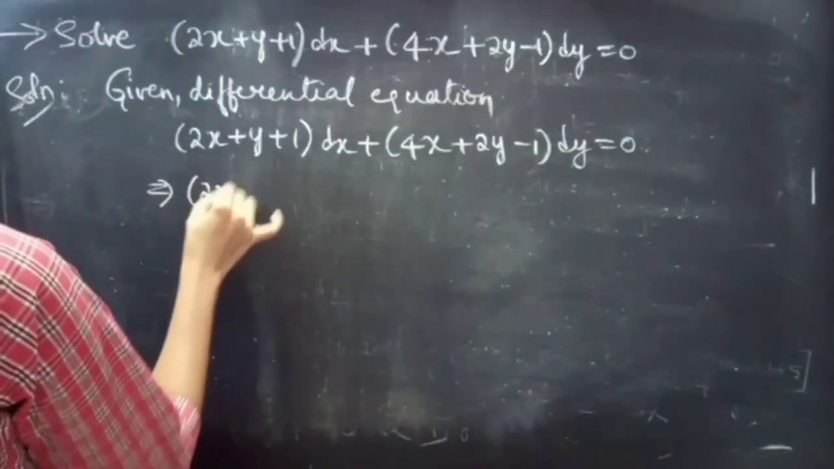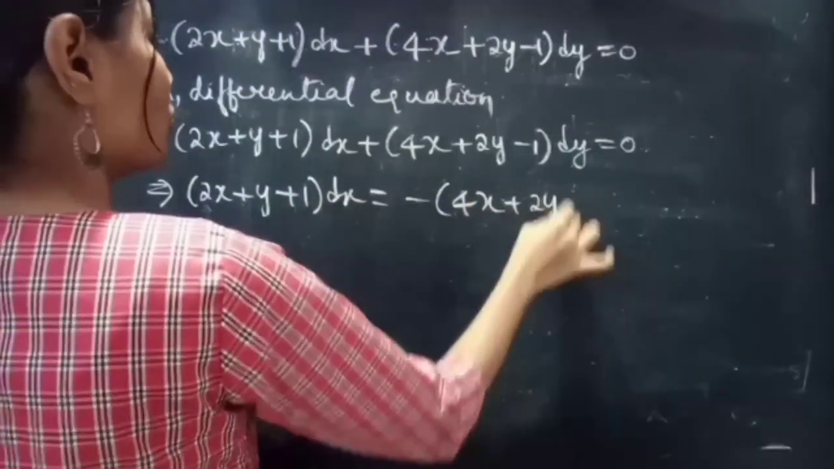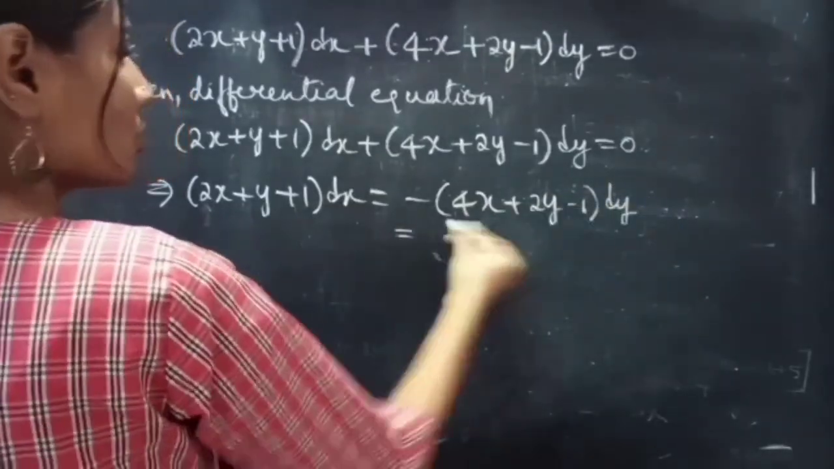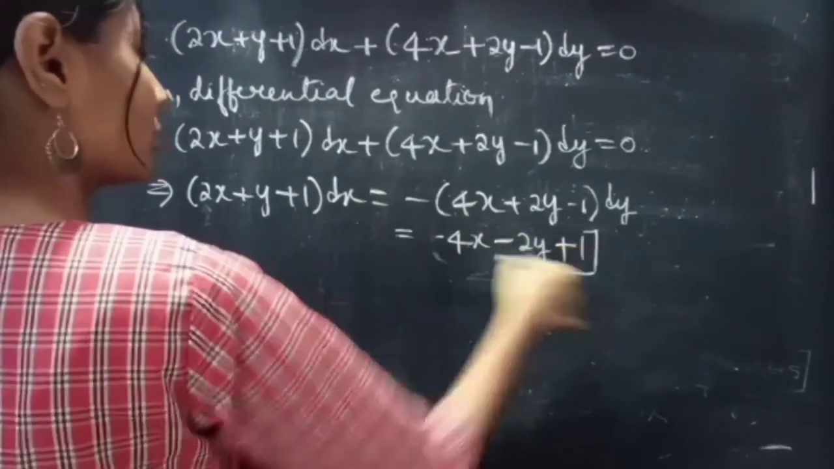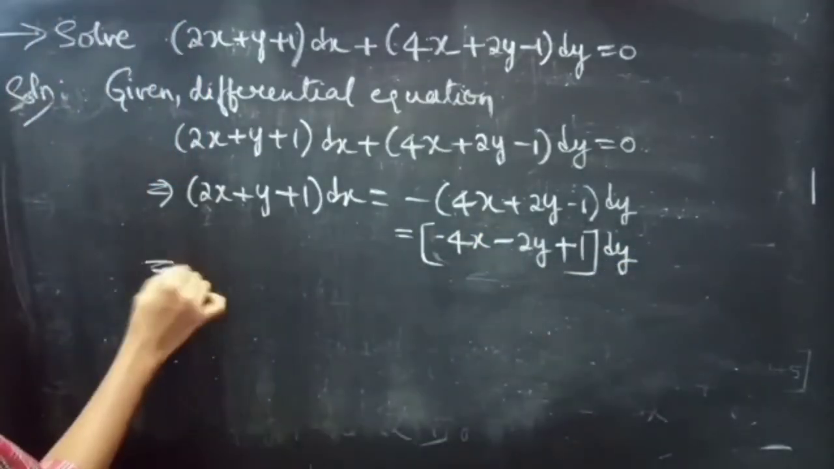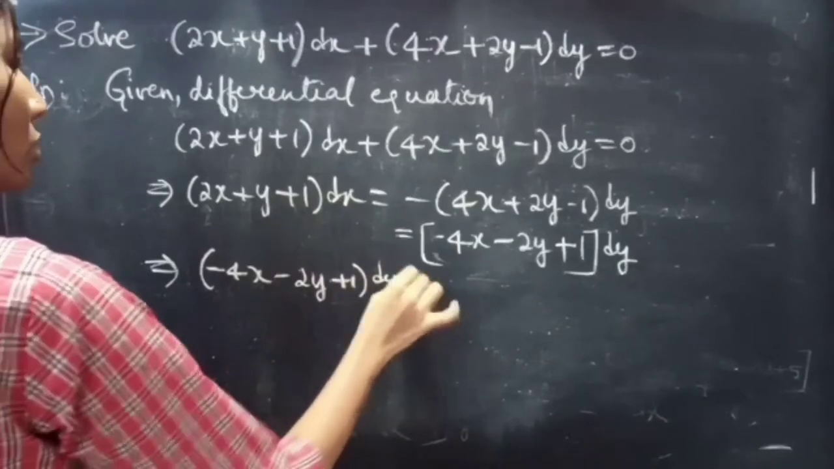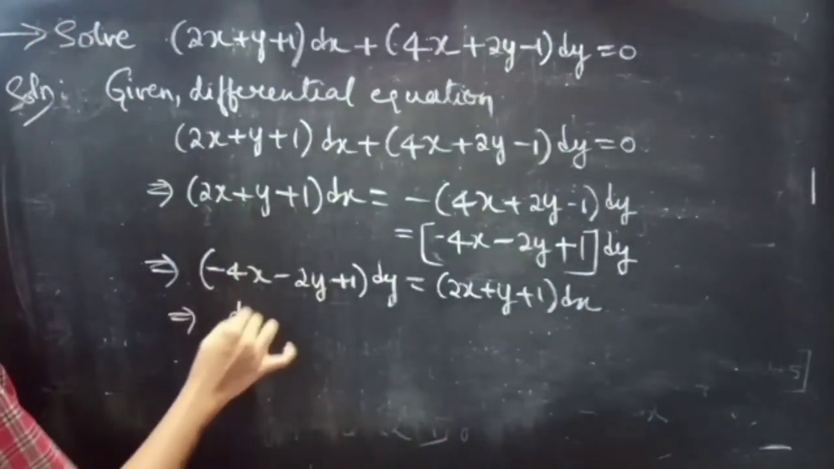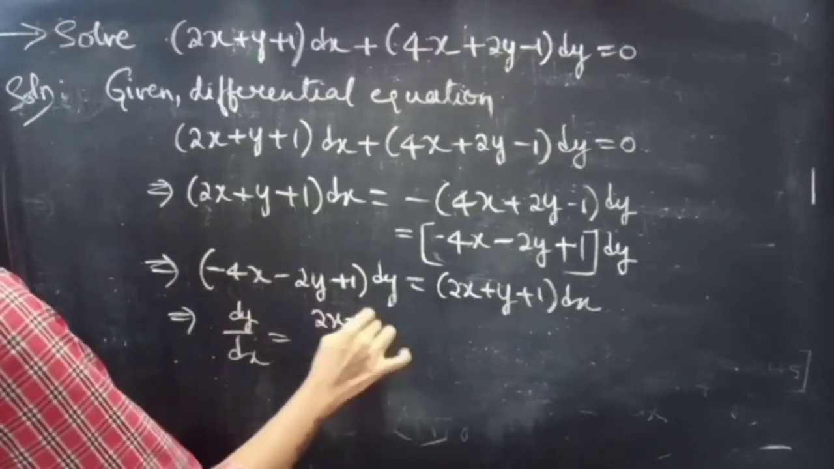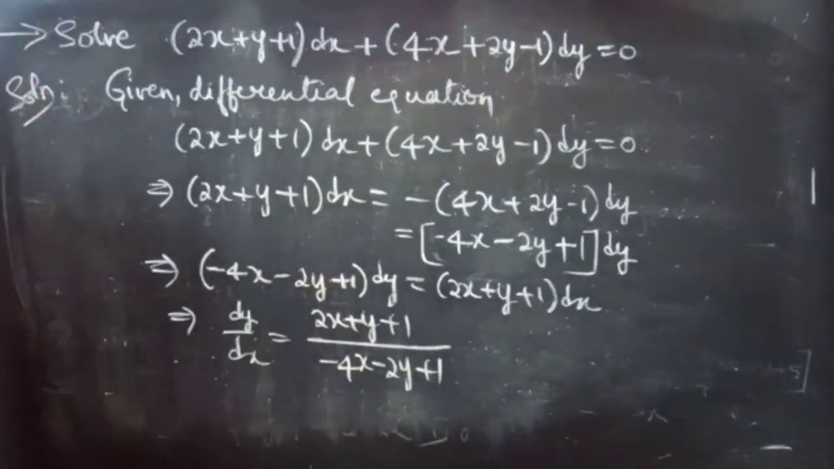Then (2x + y + 1) dx = -(4x + 2y - 1) dy, right? So this becomes (-4x - 2y + 1) dy. Then you can write this as (-4x - 2y + 1) dy = (2x + y + 1) dx. Then dy/dx = (2x + y + 1)/(-4x - 2y + 1). Okay.